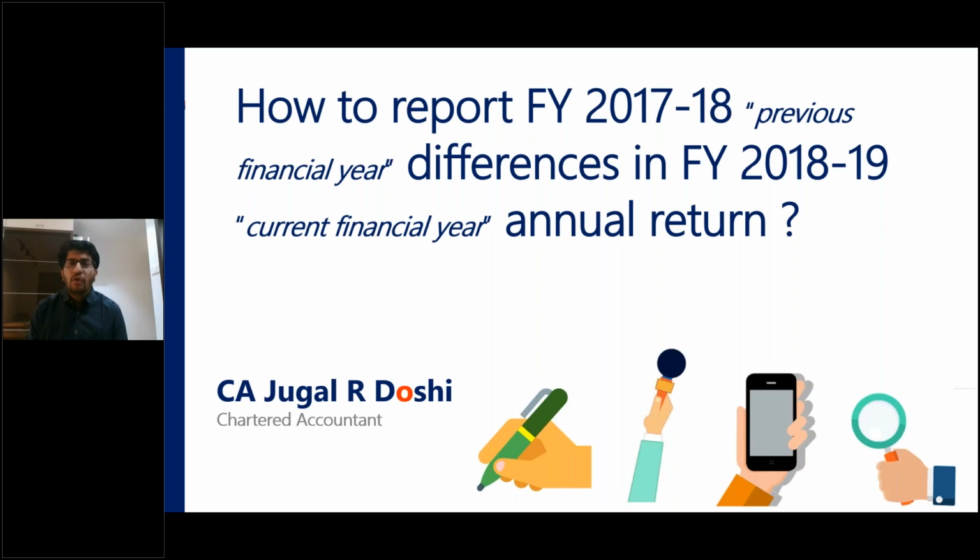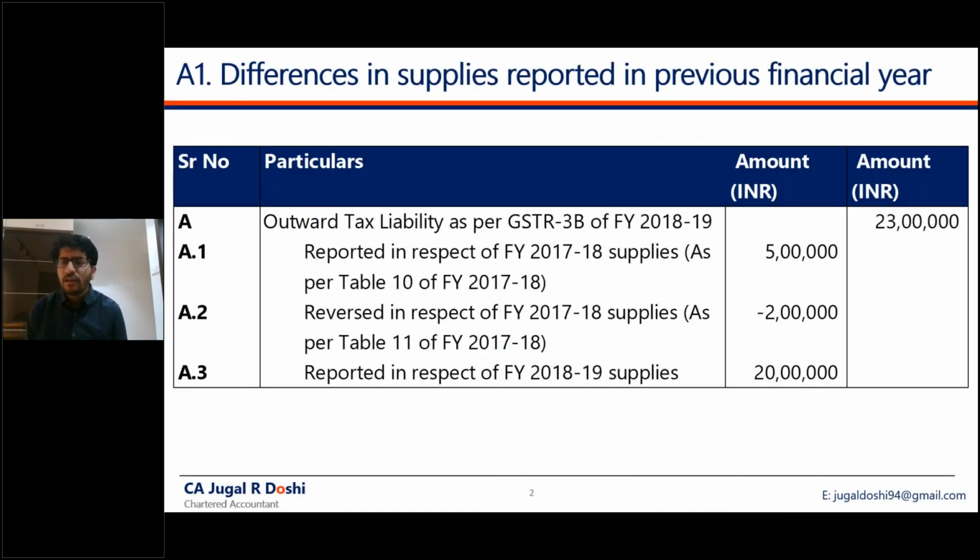Hello everyone. So in this video, we are going to discuss how we should report last year differences in current year annual return. So friends, I am going to divide this video into two parts: the first part regarding differences in outward supplies, and the second part regarding differences in input tax credit claim. So the first step which I am going to do is find out the amount of outward supplies which I have reported through my 3B.